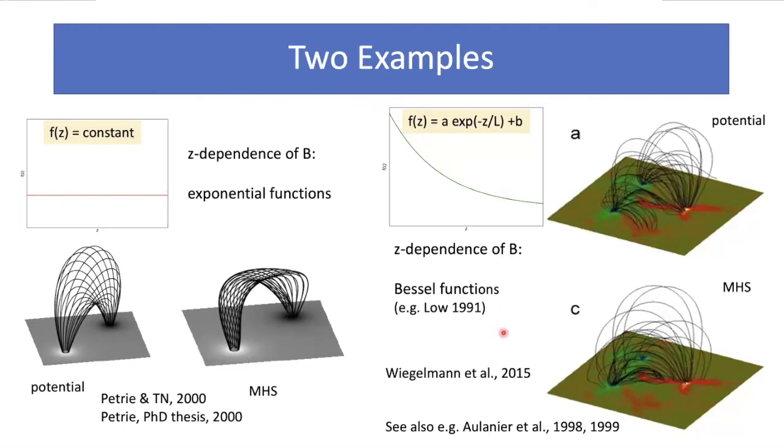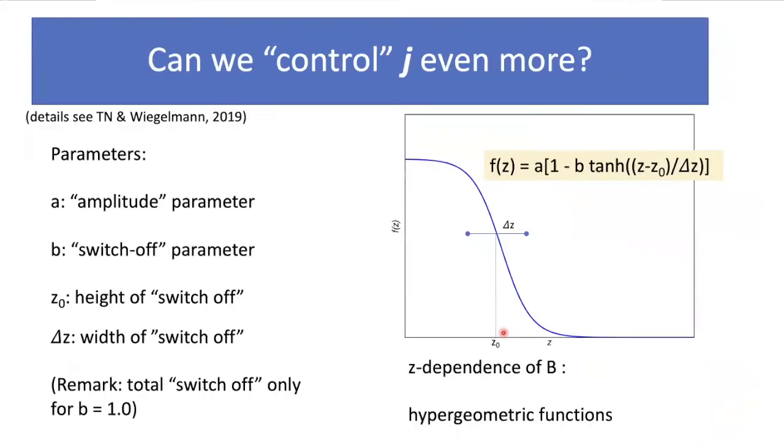That's the essential message here that I would like to take away from this right-hand side. So what we've tried to do, really what Thomas and I have tried to do, is ask the question: can we control these non-force-free terms even more? Or in other words, can we control the current density even more, as I displayed it sort of 2 or 3 slides ago?